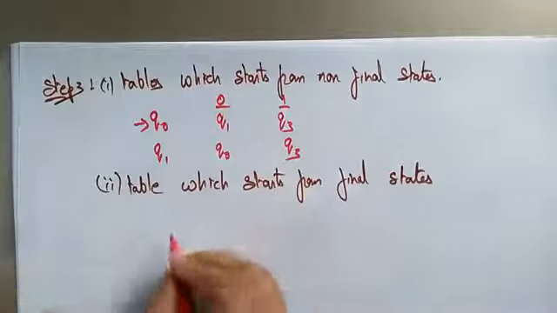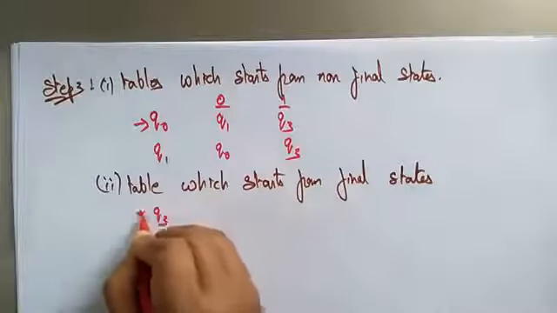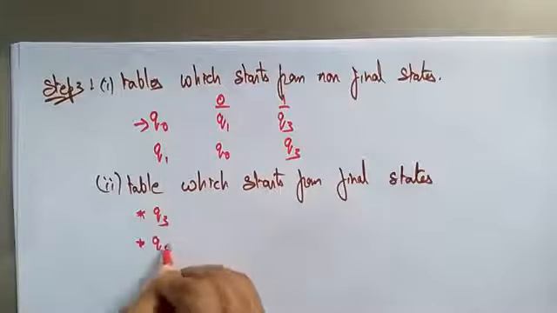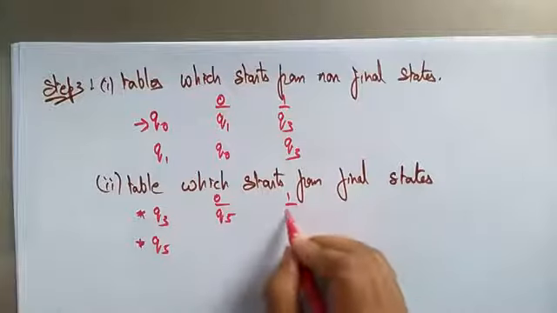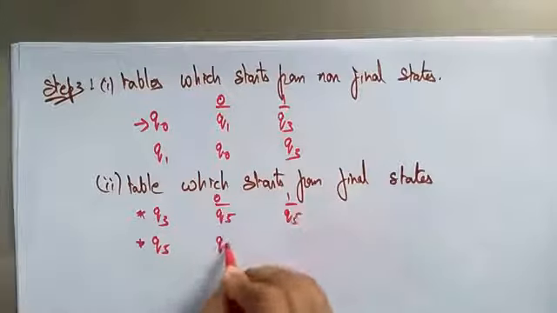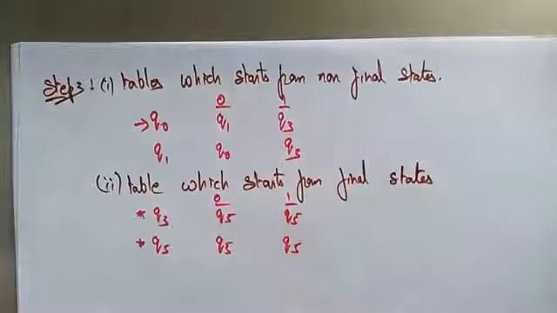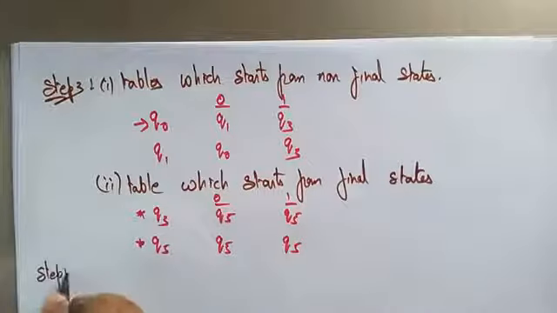So that is Q3 and Q5. These are final states, on 0 and 1. On 0 it is going to Q5. Here also Q5, Q5, Q5. So now coming to step 4. So what is step 4?